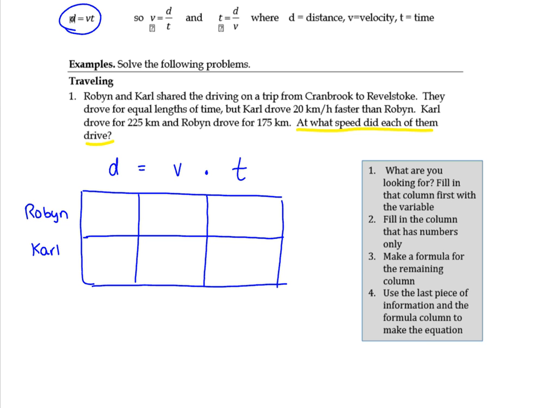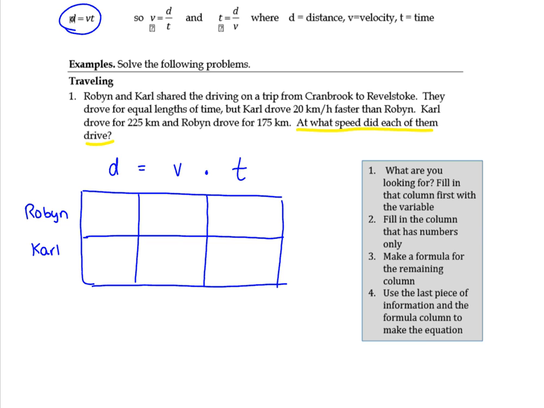So you're going to have three columns. One column is going to have just numbers that they give you. One column will have your variables. And the third column, we're going to make using the formula distance equals speed times time. We might have to rearrange it if we're looking for time or for speed, but that's how we're going to set it up. Is there some numbers we can throw in there that we know about both Carl and Robin? Do they give us a distance, a speed, or the time for both?